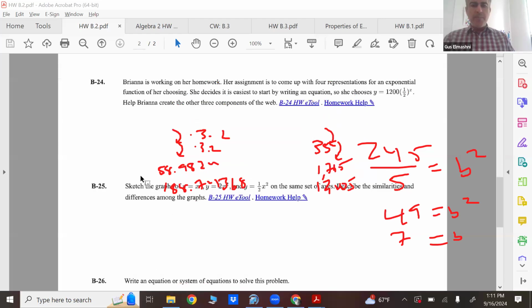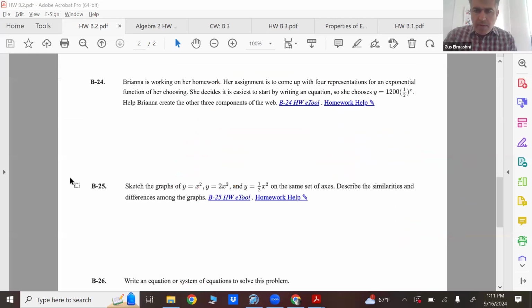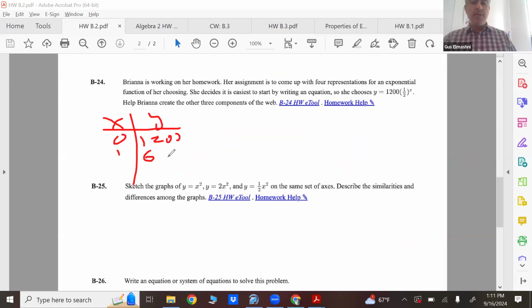Next up, 24. Brianna's working on her homework. Her assignment is to come up with 4 representations. She chooses that equation. So a table, obviously, right? Let's plug in 0, you should get 1200. Plug in 1, you should get 600. Plug in 2, you should get 300.